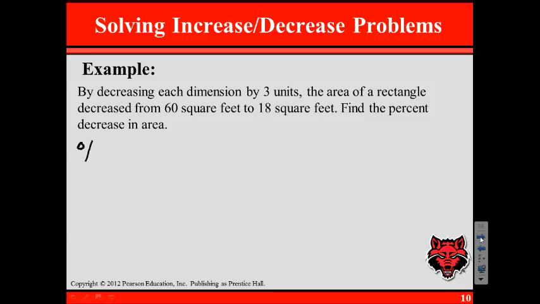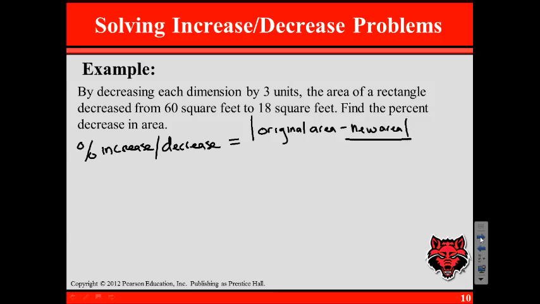Anytime we talk about percent increase or decrease of a shape, this is the formula you are going to use. The absolute value of the original area minus new area, all divided by the original area.